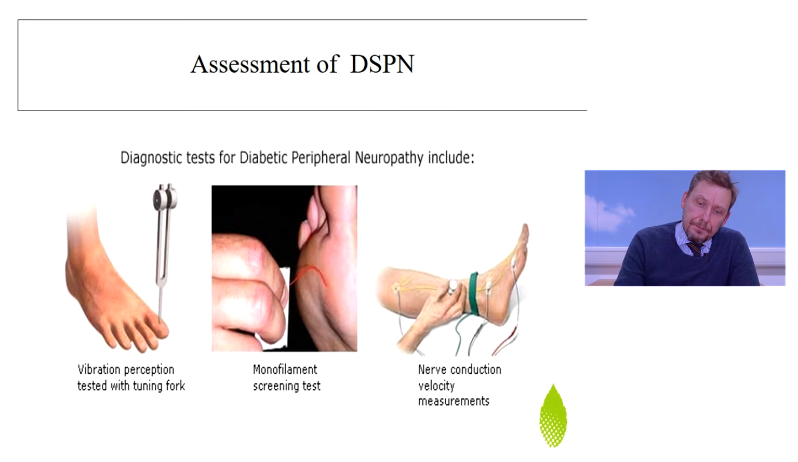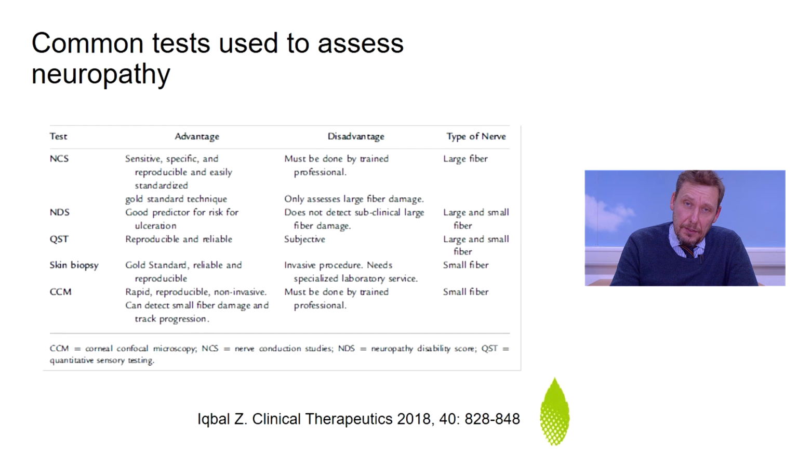Assessment of DSPN. Well, the assessment of proprioception is, of course, most commonly still done using a tuning fork in clinical practice, which tests vibration perception. The 10-gram monofilament screening test is also, I think, probably the most widely used assessment for peripheral sensation. But then more formally, nerve conduction velocity measurements can be looked at and requested in order to look for particular large fibre neuropathy.